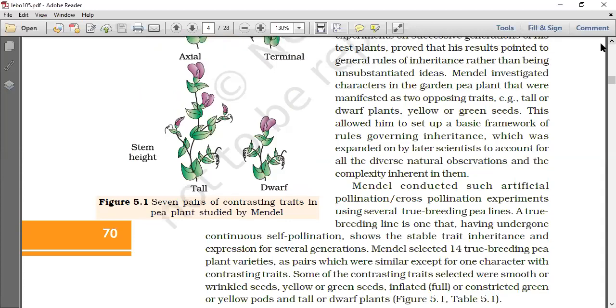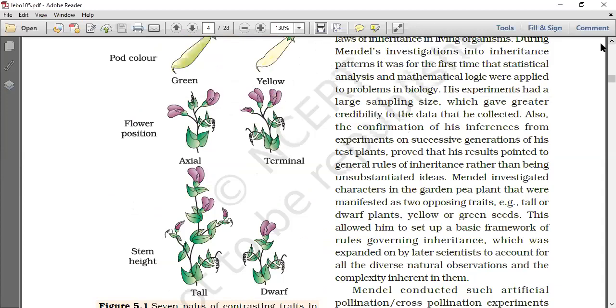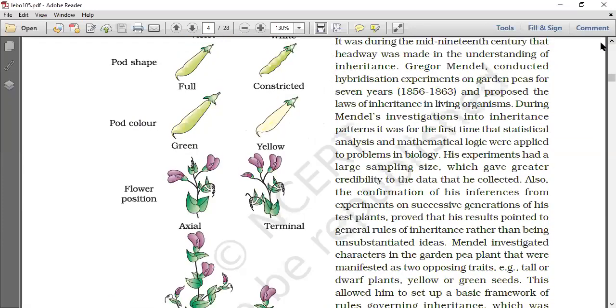We use the word character: stem height. Next, flower position. For flower position, the allelic forms are axial and terminal. The position of the flower is a character. Next, pod color is another character we have taken. Pod color is the character, and the allelic forms are green and yellow.